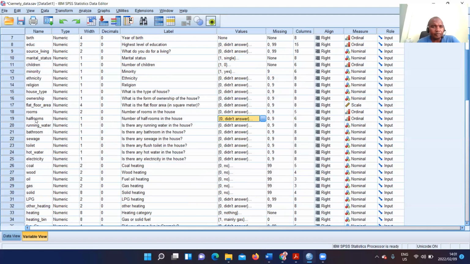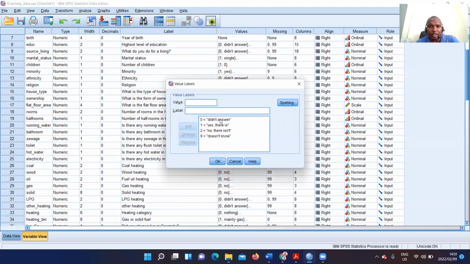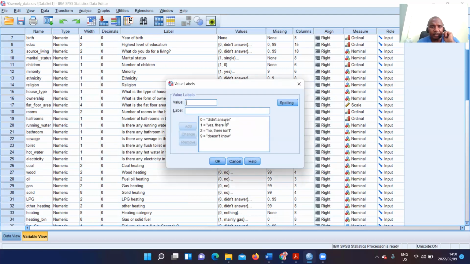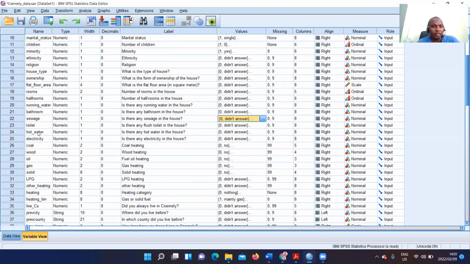And then we have got running water. Is there any running water in the house? Didn't answer being 0, yes, there is, being 1, 2 being no, there isn't, 9 being doesn't know. And then is there any bathroom in the house? And then sewage. Is there sewage in the house? Sewage system. 0 being didn't answer, yes being 1, no, there isn't, being 2, 9 being doesn't know. And then toilet, is there any toilet?